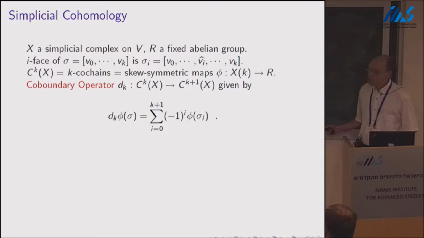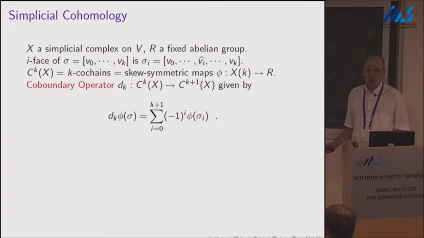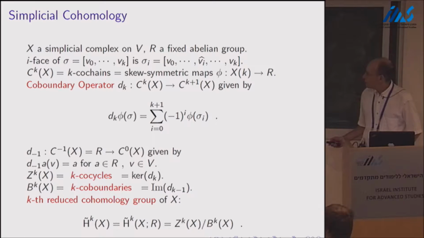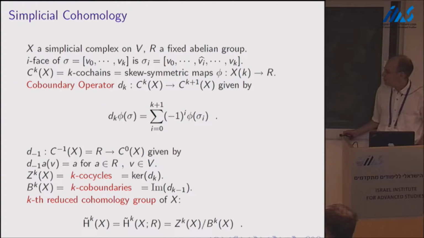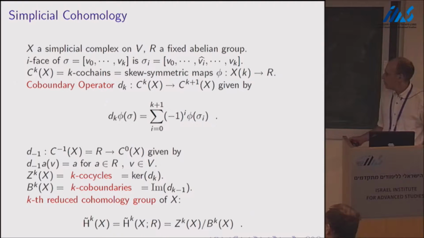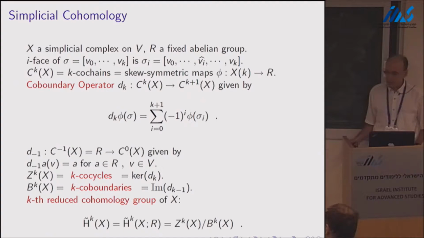And the coboundary operator is just the usual dual of the boundary operator. So dk of phi on a K simplex sigma is the alternating sum of phi on the faces of sigma. Okay, and Zk will be the kernel of dk. Bk will be the image of dk minus 1. These are the coboundaries. And the reduced K cohomology is just, as usual, Zk over Bk.